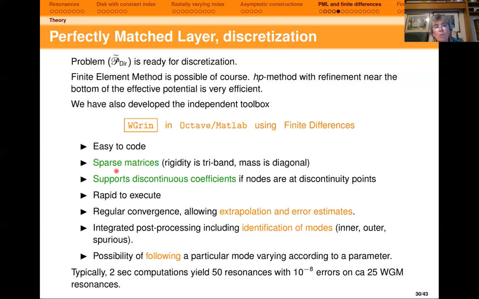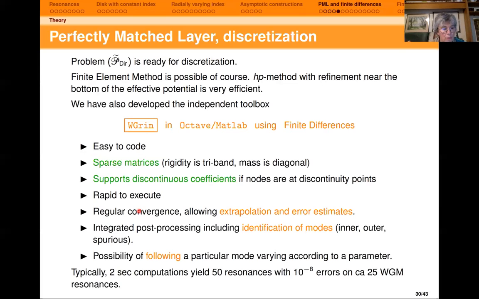And a discontinuous coefficient in the operator or in any other part is not a problem. You simply have to pay attention that you have a node at your discontinuity point. Anyway, it works, and it computes rapidly. For me, it was very interesting to discover the convergence: if the nodes are at your discontinuity points, the convergence is very regular. So it is a spectral problem.